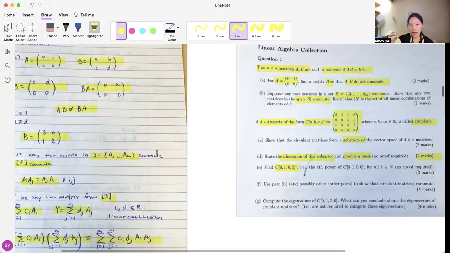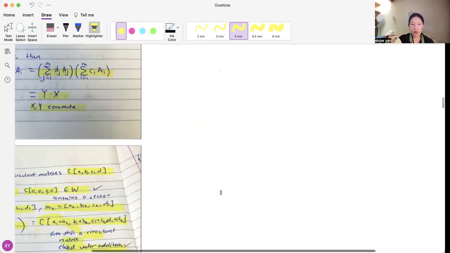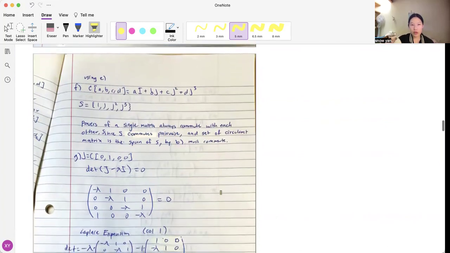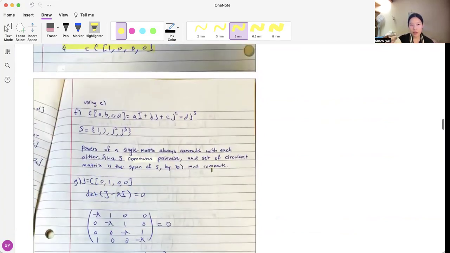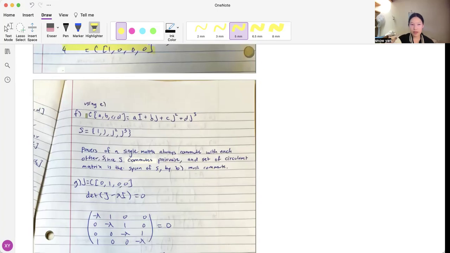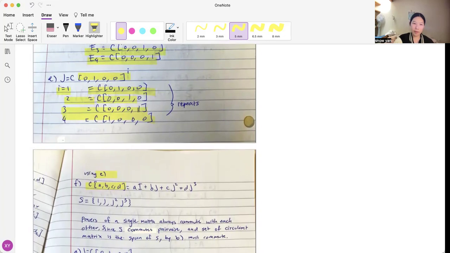And let's see part F. Use part B and possibly other parts to show that circular matrices commute. So this one is definitely a bigger question in question 1. So we do want to show that... okay, so how we do this is let's say we have our C(A, B, C, D). Using part E, we can say that earlier the C matrix is composed of each of the matrices from 1, 2, 3, 4, each of the things with 1 in each place, right?